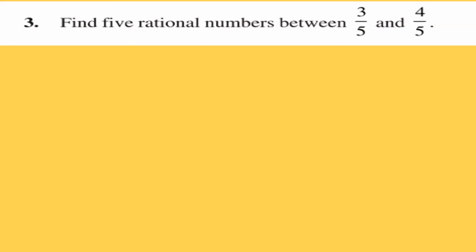Now let's see question number 3. Question number 3 is find 5 rational numbers between 3 upon 5 and 4 upon 5. So here given numbers are 3 upon 5 and 4 upon 5. If directly we will see these rational numbers, we cannot write even a single rational number between these two. So what we will do? We will find the equivalent fraction of these numbers.